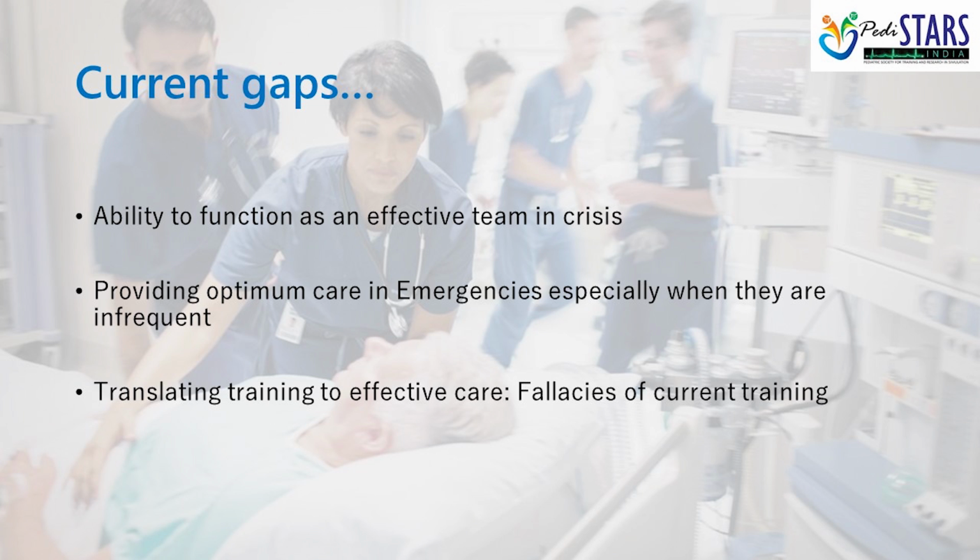And last but not the least, we heard a lot about training, but a very important thing about this training is that, at the end of the day, when we train, that training has to be linked to outcomes. Then we'll look into what the current fallacies in our training are and how we can actually train better to improve outcomes.